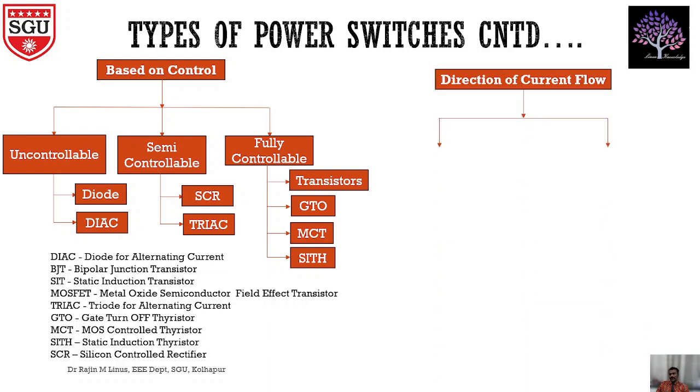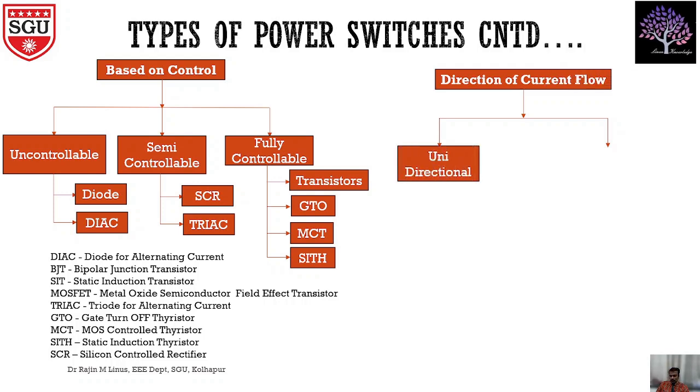The next one is direction of current flow. Based on the direction of current flow, switches are classified into two types: unidirectional and bidirectional. What is meant by unidirectional? The current will flow from one side to another, anode to cathode.